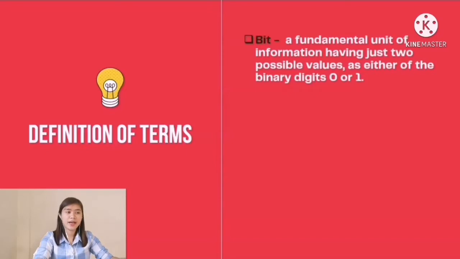So the first term, we have bit. A bit is a fundamental unit of information having just two possible values. So what are those possible values? It's either number 0 or 1.